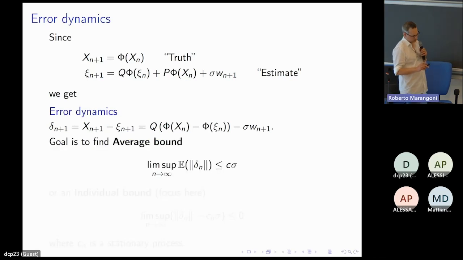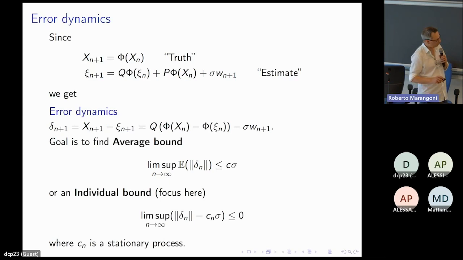So what is the goal now? You can have two goals. You can look at the average performance, where you take the expected value and the randomness here comes from the noise. Or, and this is what we're going to do, you can look at individual bounds, which are pathwise. So you look at how the lim sup of delta n behaves. And what you would like to prove, which is basically the thing that you can expect to happen, is that asymptotically the error is proportional to the strength of the observational noise. Yeah, so proportional to the sigma here, which indicates the strength of the noise.